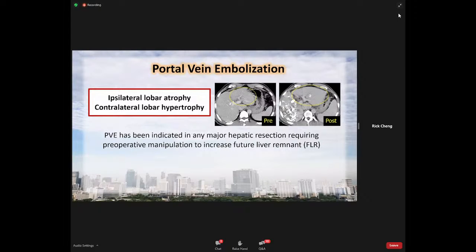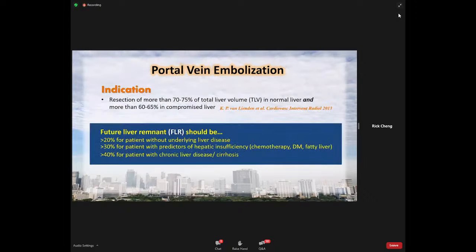Nowadays, PVE is indicated in any patients who have inadequate future liver remnant for major hepatic resection. In general, the FLR should be at least 20% in the patient without underlying liver disease, at least 30% for patients who have a compromised liver from chemotherapy, diabetes, or fatty infiltration, and more than 40% for the patient who has liver cirrhosis.